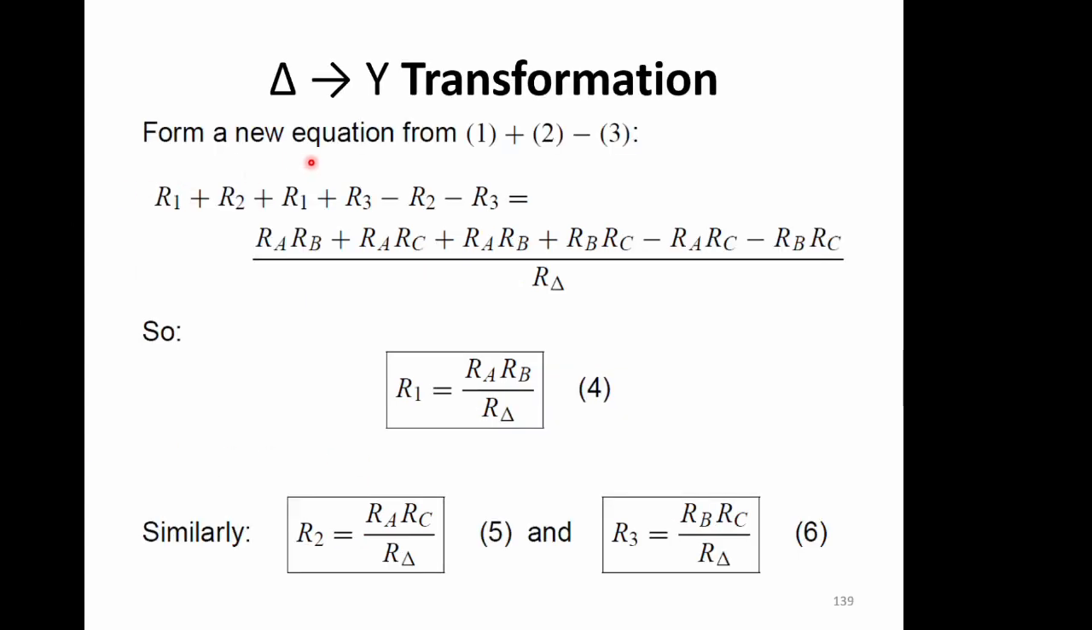So we can now form a new equation from 1 plus 2 minus 3. So what we're really trying to do is just separate out one of these variables from the equations that we've got. We've got enough equations to work with. We could probably solve it by matrices if we wanted to. But if you simplify this down, it's straightforward enough.